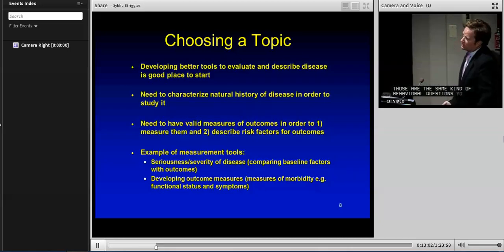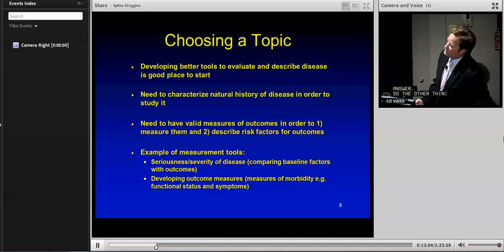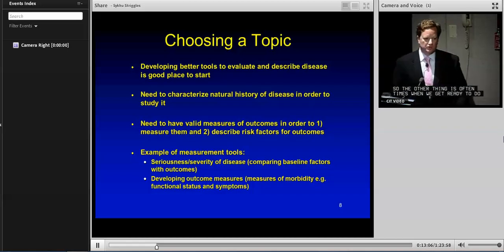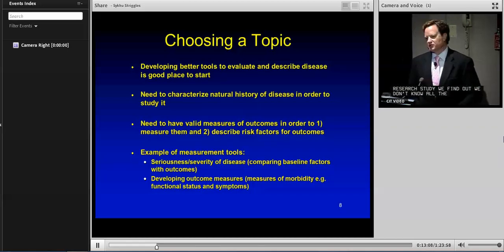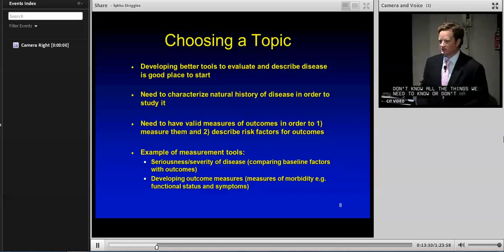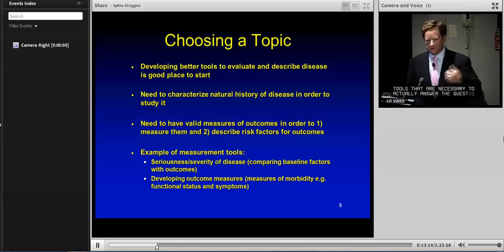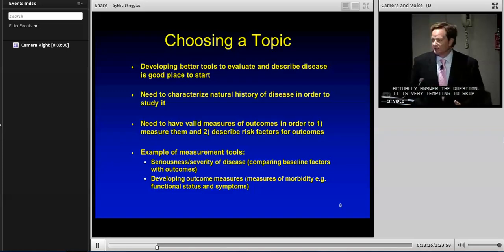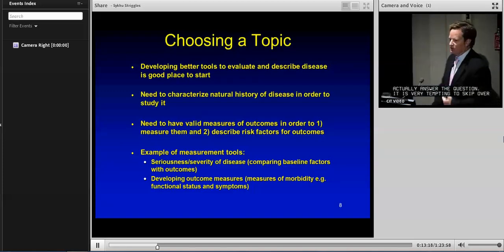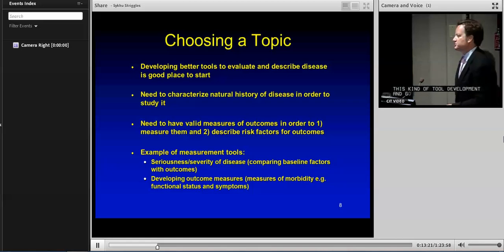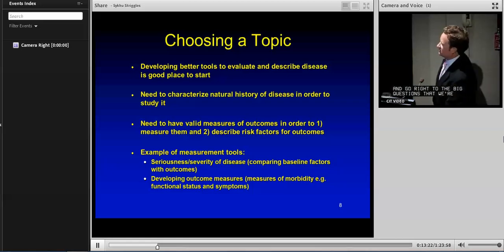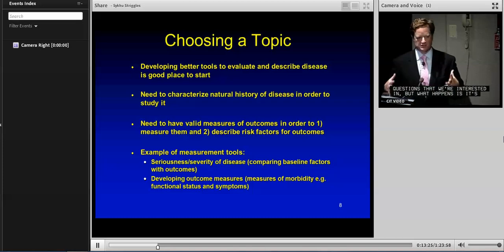So the other thing is that oftentimes when we're getting ready to do a research study, we find out that we don't know all the things we need to know, or we don't have the tools that are necessary to actually answer the question. It is very tempting to skip over this kind of tool development and go right to the big questions that we're interested in. But what happens is it's kind of like building a house that has no foundation.